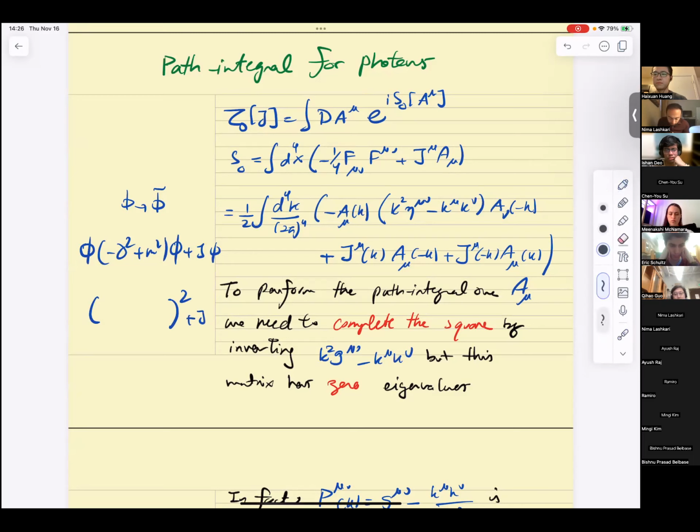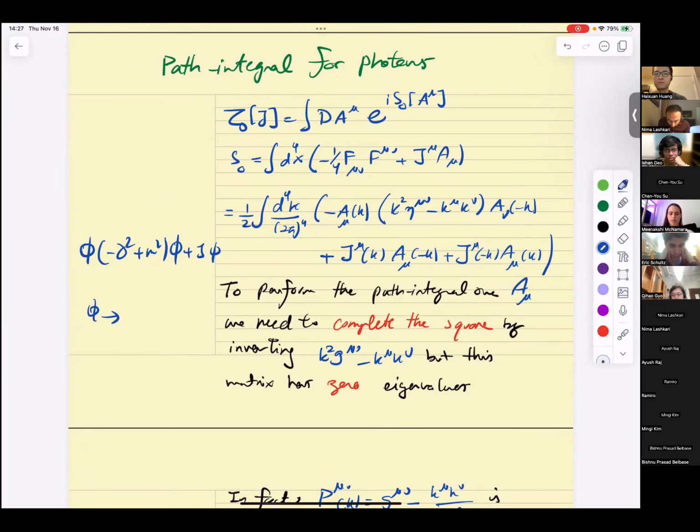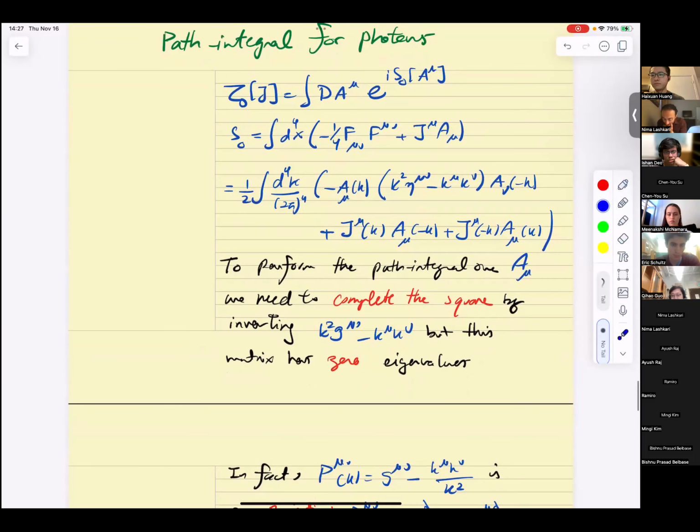Actually, let me do it explicitly. I'm not happy with what I just did. Let's shift phi to phi plus J over del squared plus m squared. Actually, no, the other way around. Anyway, you remember; it's just completing the square. Let's not kill time here. I did it explicitly before, and it involves inverting this operator.